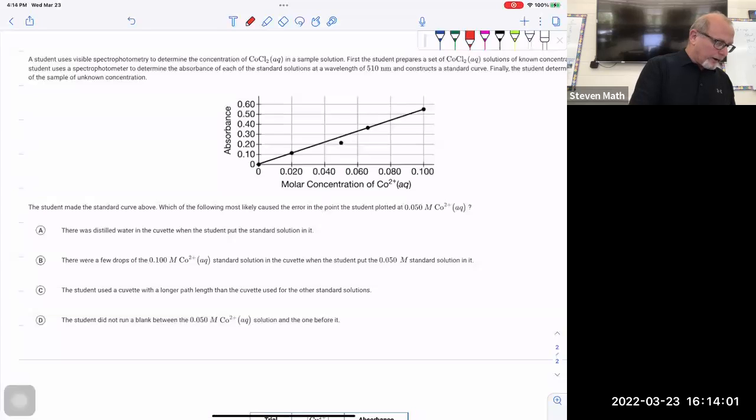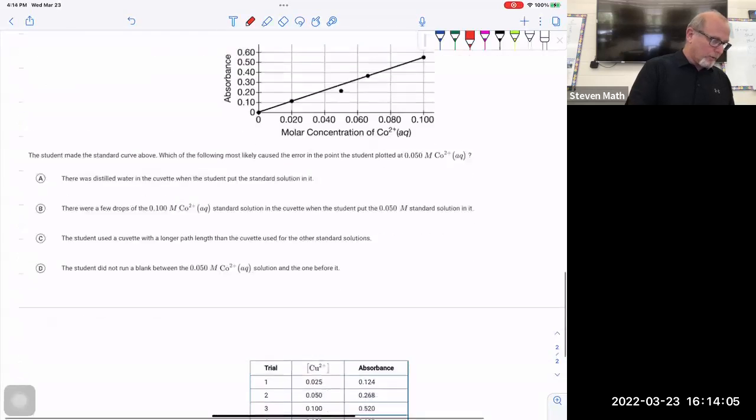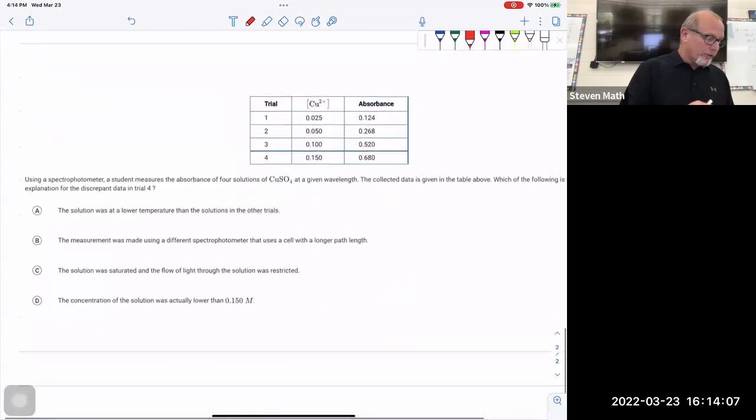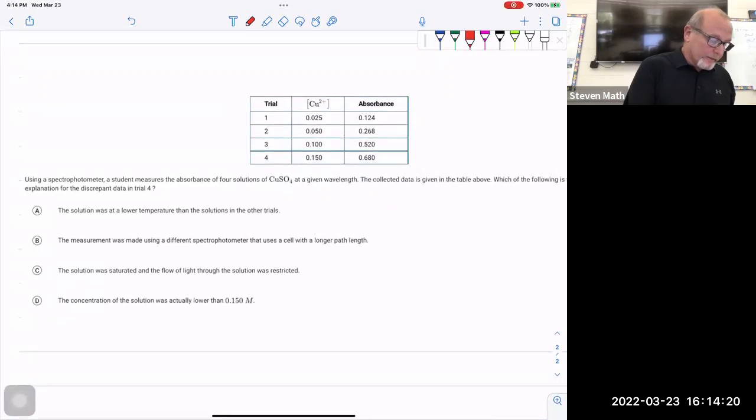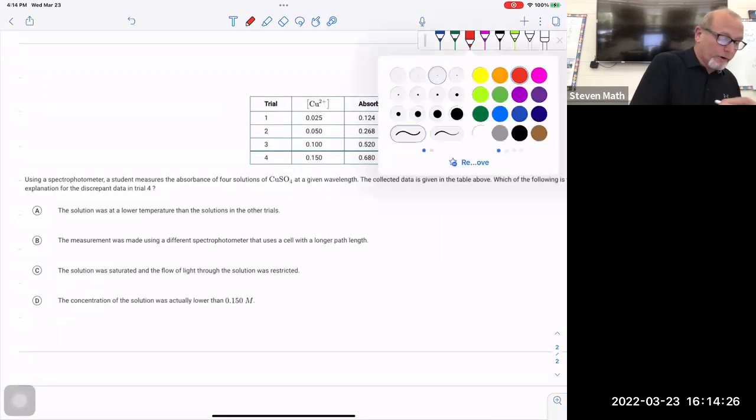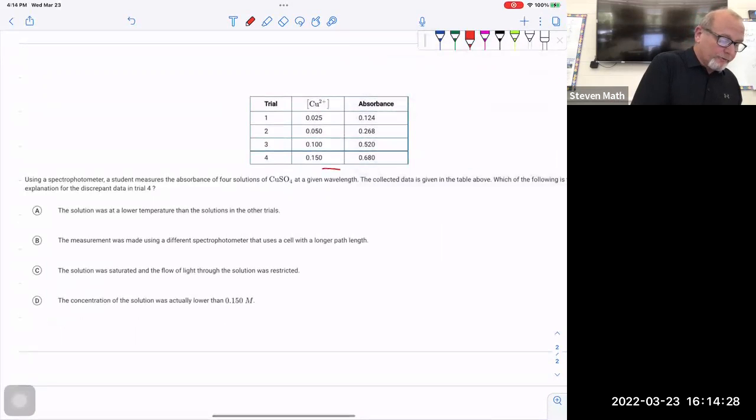Okay. Here's another one. This may be the same one. They had similar questions. Okay, and this is the same one, so we're not going to worry about that. Here's the third one. Using a spectrometer, a student measured the absorbance of 4 solutions of CuSO4. So again, now we're measuring a blue solution instead of a red solution. No biggie. Based on the collected data, which of the following is the explanation for the discrepancy in trial 4? So what they're saying is trial 4 is a little bit off.